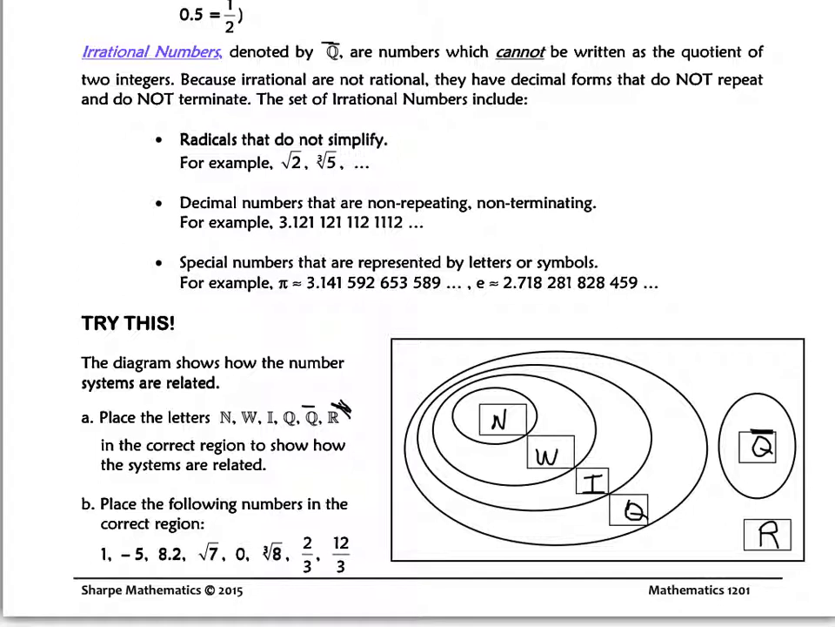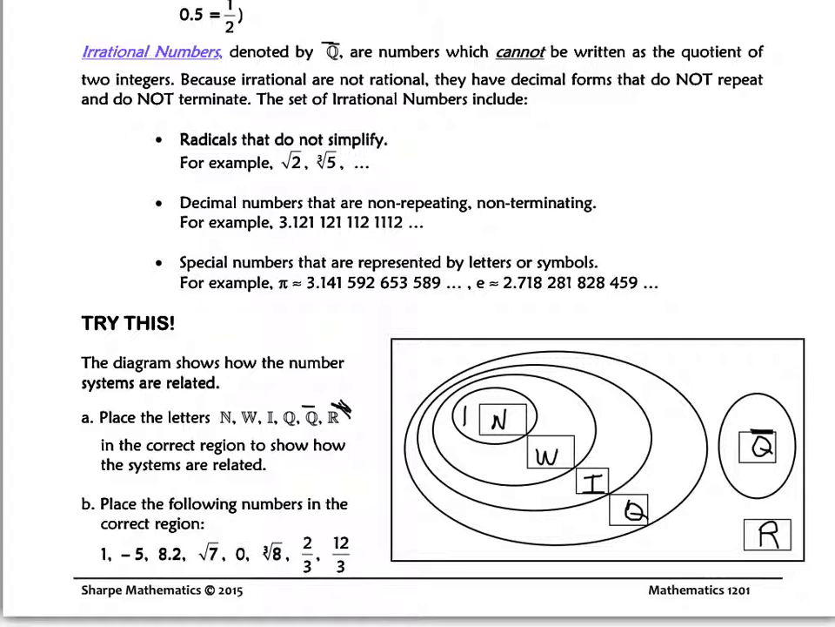Then it says to place the following numbers in the correct region. So 1 would be a natural number and a whole number and an integer and a rational and a real. So if we put it in here, then it would belong to all of those sets.